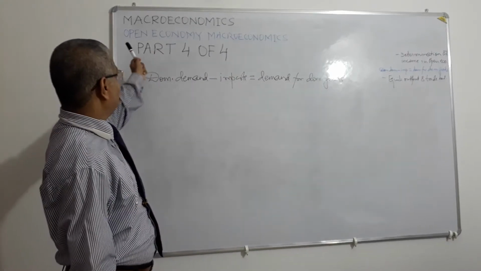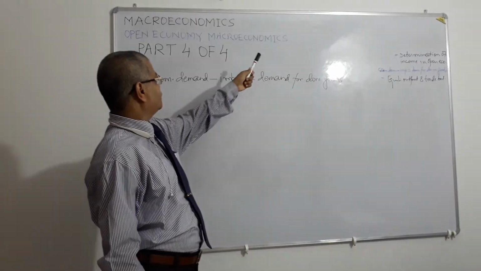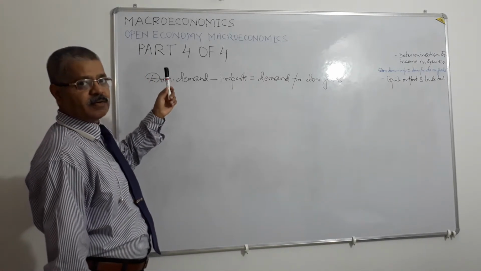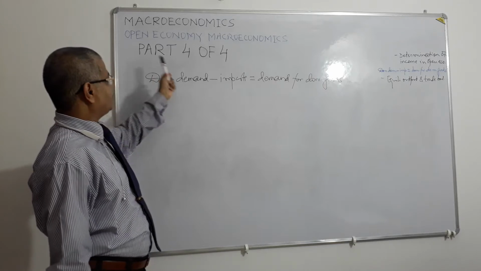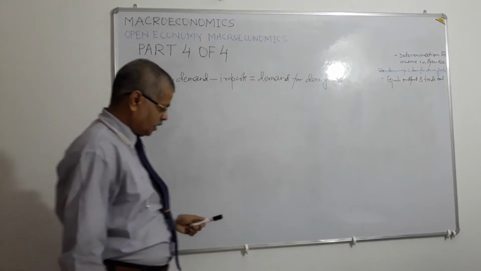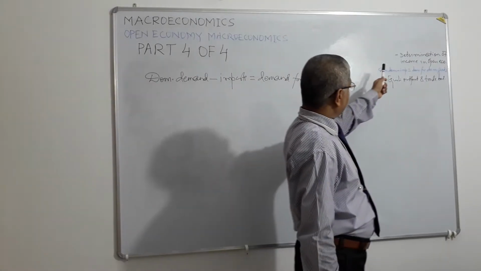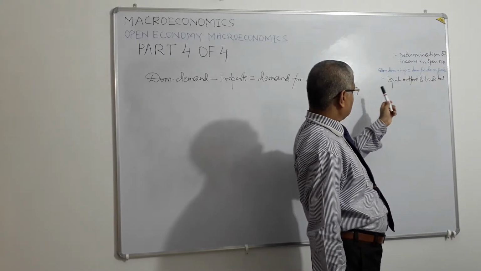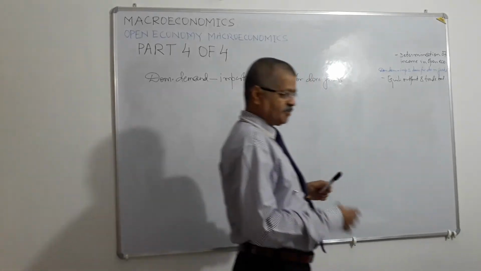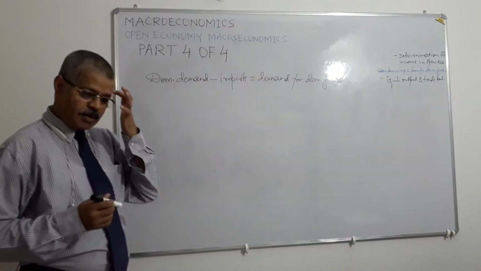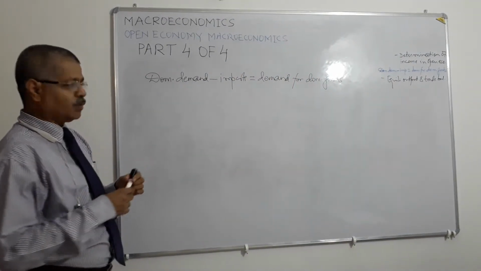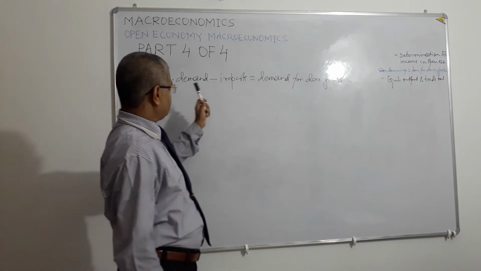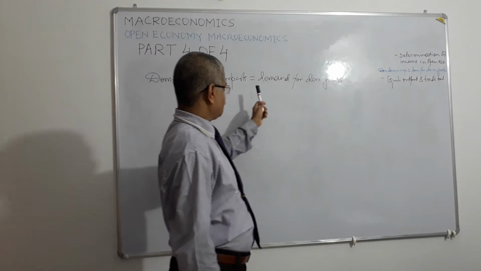Our chapter is Open Economy Macroeconomics, and we have divided this chapter into 4 parts. We have already covered 3, so this is part 4 of 4, right? In this part we will discuss the remaining points of determination of income in open economy and equilibrium output and trade balance.